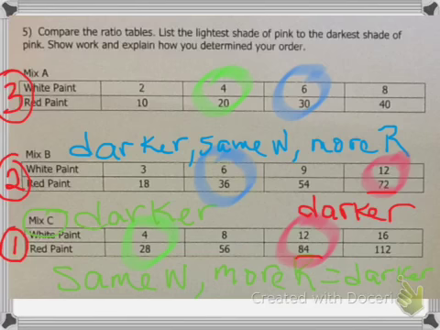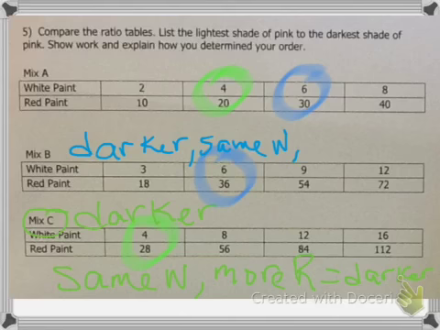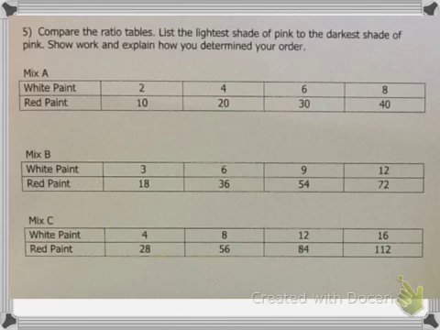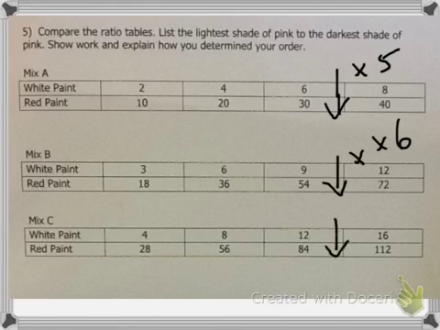We're going to go an even easier way than this, and I'm going to erase all of this. And now that we have a clean slate, instead of comparing back and forth between all the mixes, we're going to go with the unit rate and finding the multiplicative relationship. I can see that for going from my white paint to my red paint, I'm always going to multiply by 5 for mix A. For mix B, we're always going to multiply by 6. And it looks like for mix C, we're multiplying by 7.